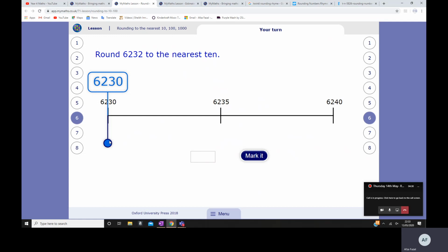So we're going to round this to the nearest 10 now. Again, you've got two numbers, 6,230 there, you've got 6,240. In the middle, 6,235. There's my number. It is closer to 6,230.